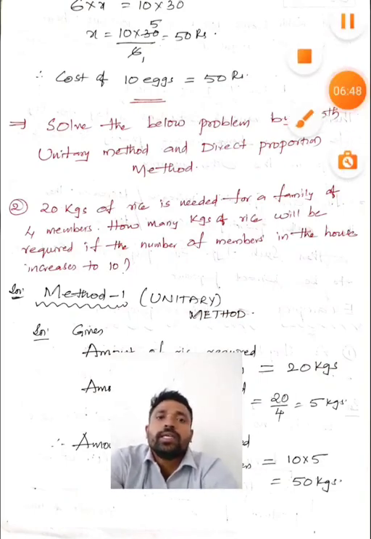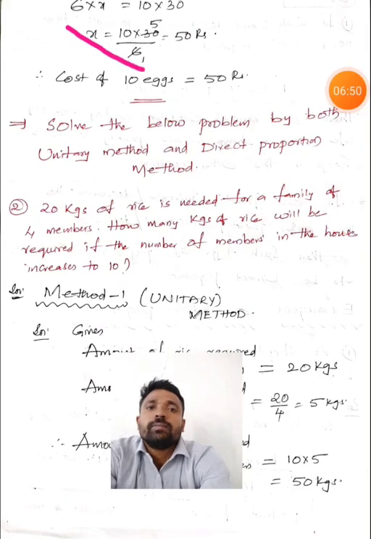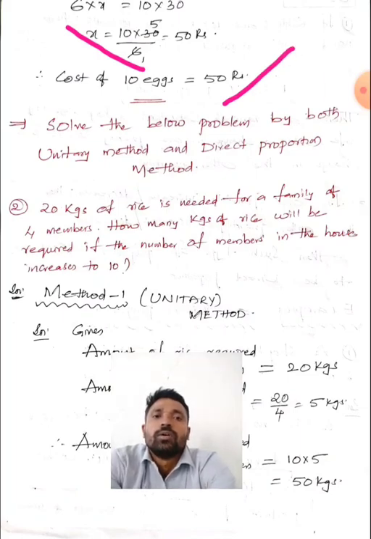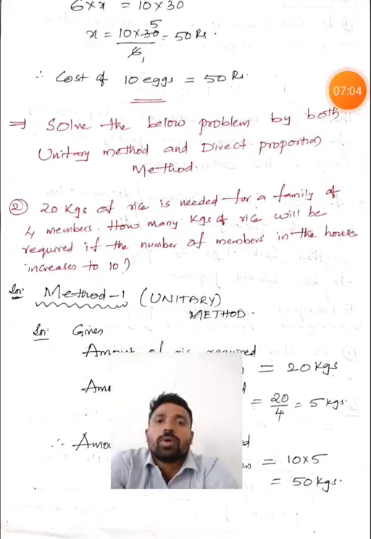On bringing this 6 to this side, it will become division. Now on division, 6 ones are 6, 6 fives are 30. Now x value becomes 50 rupees. Therefore we can say that the cost of 10 eggs is equal to 50 rupees. Okay, now let us solve one more problem.